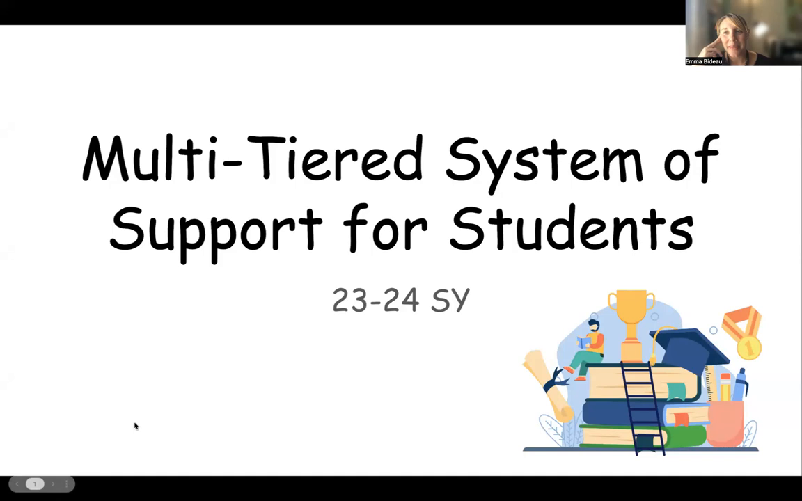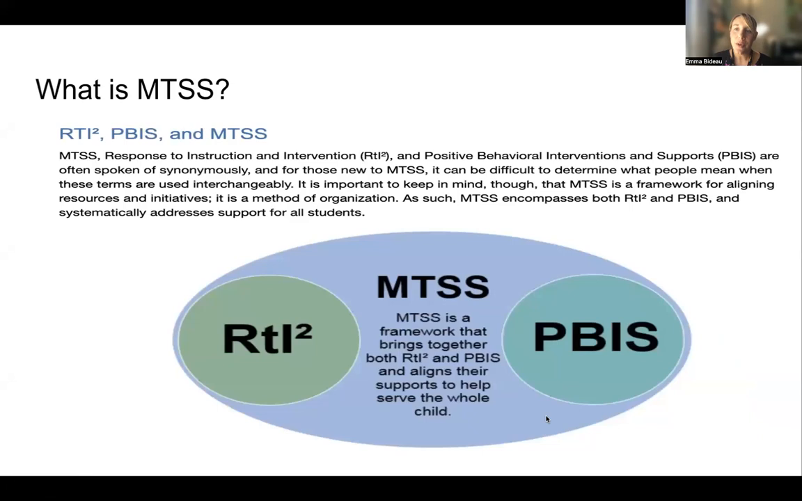Today we're going to talk about the SSPT process and the multi-tiered system of support for students this school year. So what is MTSS, or a multi-tiered system of support? It's a framework that brings together everybody that supports our students, whether it's behaviorally or academically.